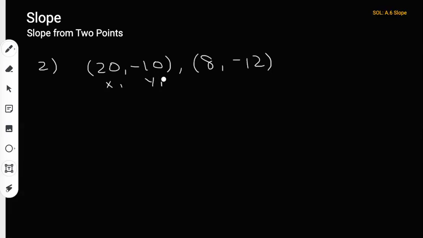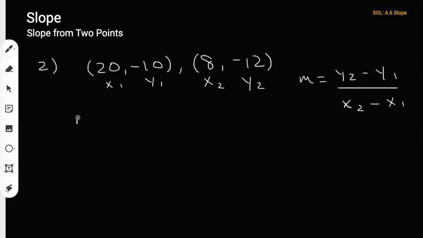All right, let's look at the next problem. Number 2. I've got 20, comma, negative 10. And then I have the point 8, comma, negative 12. Well, I label my 2 points. This is going to be x1, y1. And this is going to be the second ordered pair with x2, y2. And then I'm going to use this formula where I put y2 minus y1 on top. And on the bottom of the fraction, I have x2 minus x1.